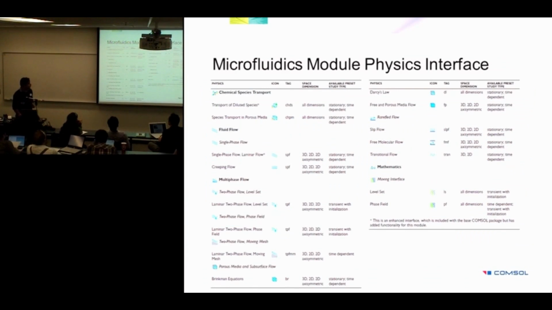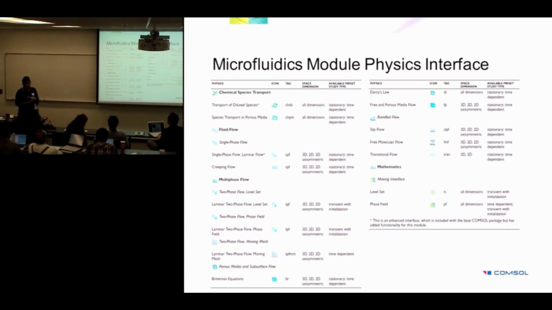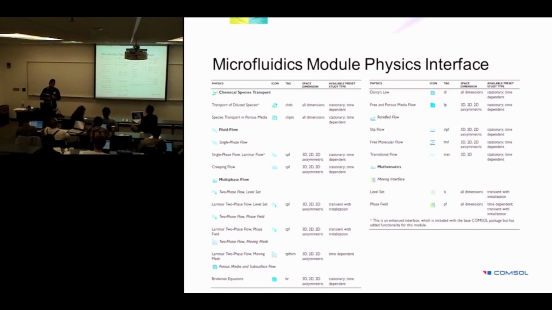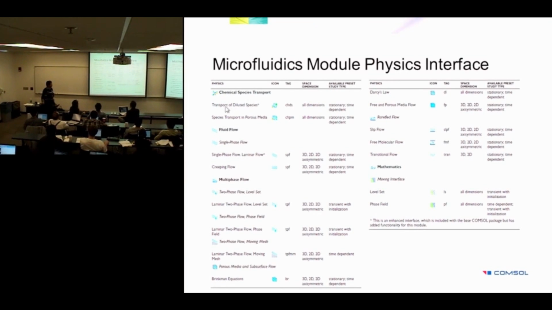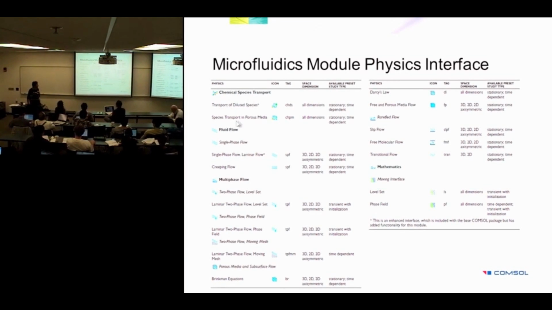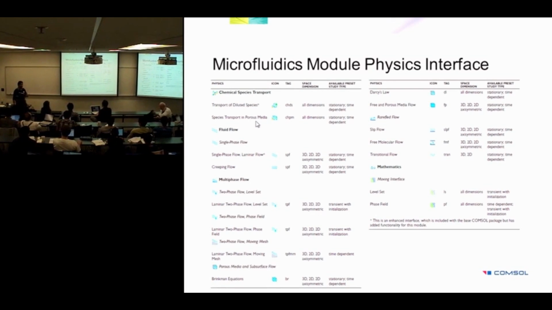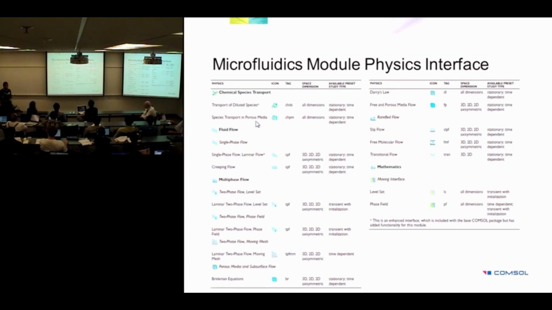So let's go quickly into the microfluidics module physics interface, what we get if we have microfluidics. So first, any microfluidics application will have mass transport, energy transport, momentum transport, and some of the equations we are familiar with. So for chemical species transport, basically for mass transport of any species, you get transport of dilute species. Then species transport in porous media: if your microfluidic system also has some kind of porous structures, you can use the species transport in porous media interface.